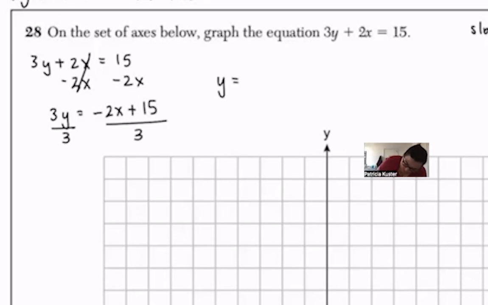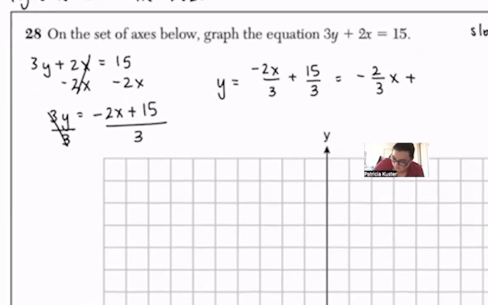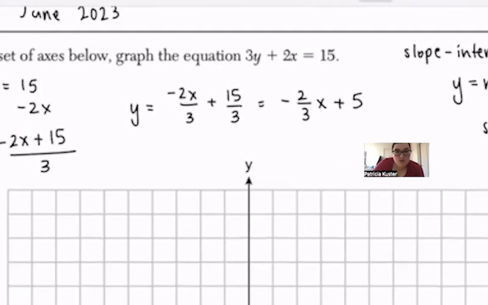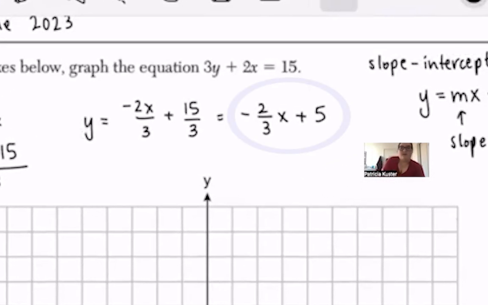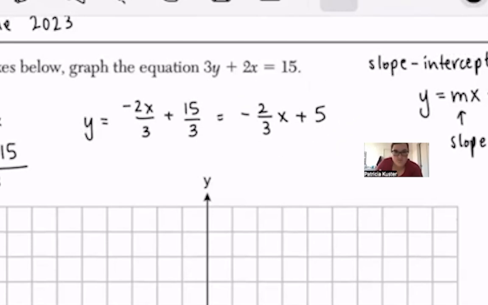When we divide by 3, we have to break this up into the first piece divided by 3 plus the second piece divided by 3. So it's not just the first part you divide, you have to divide both pieces. And that will give us negative 2/3 x plus 15 divided by 3, which is 5. So our equation is y equals negative 2/3 x plus 5. And now this is in a form that we can graph.